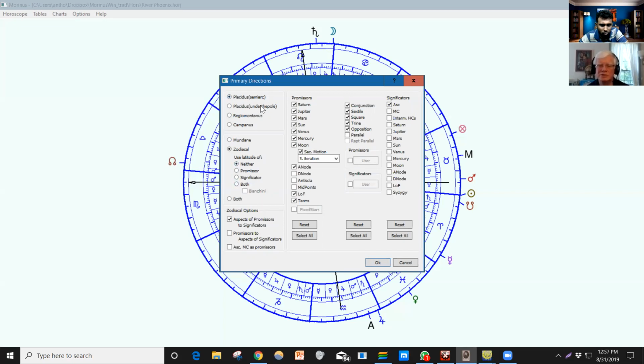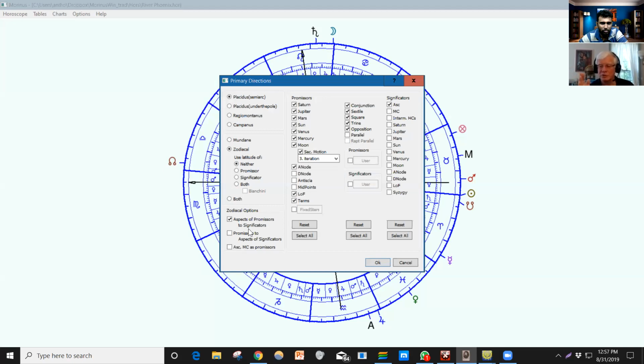So far we're using the Placidus classical method, zodiacal, and without latitude. And then the options. You can use the aspects of the promissors as well. This means that each planet has several aspects. Say you're looking at somebody's career and you're looking at Venus. Well, obviously when Venus reaches the midheaven, that's important. But what about when the square of Venus reaches the midheaven or the trine of Venus reaches the midheaven?